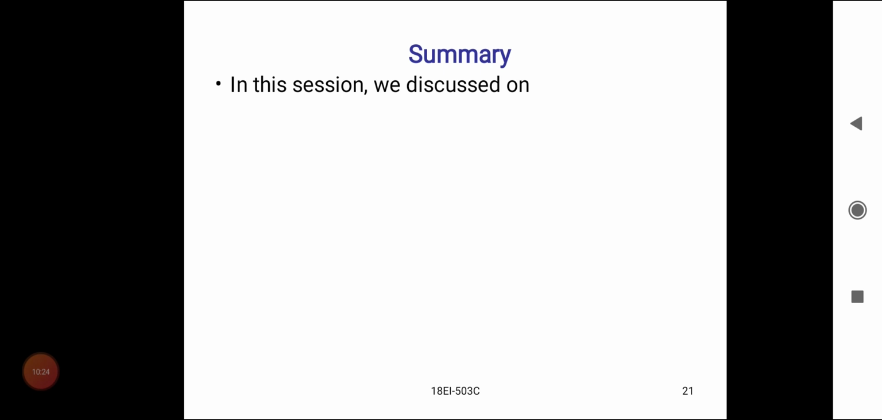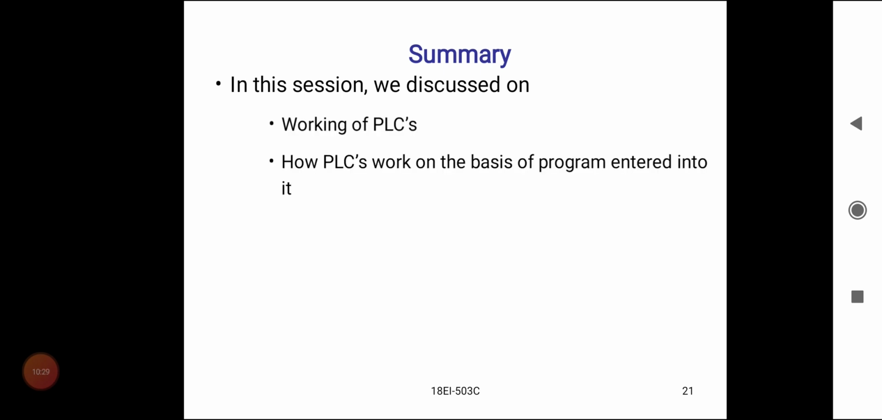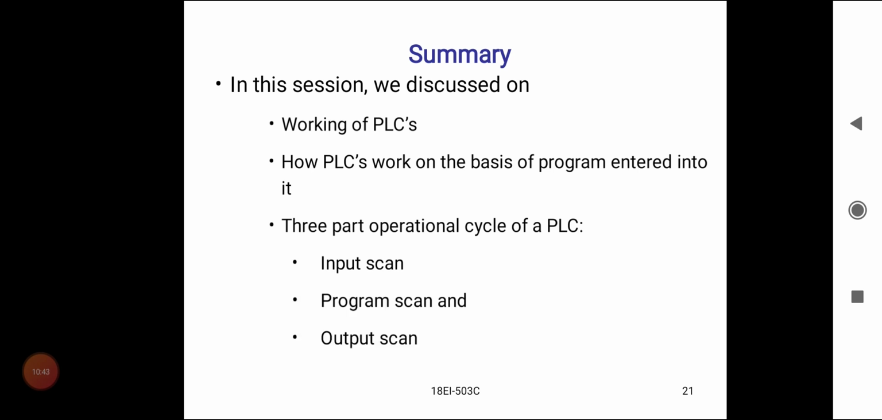Summary: in this session we have discussed the working of PLCs, how PLCs work on the basis of the program entered into them, and the three-part operational cycle of a PLC: input scan, program scan and output scan.